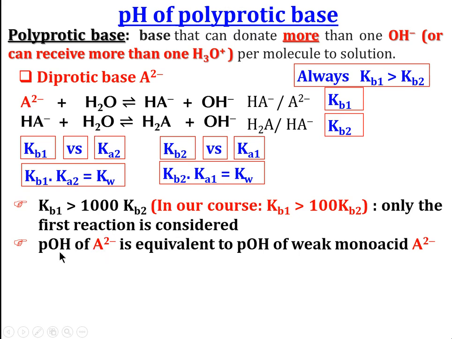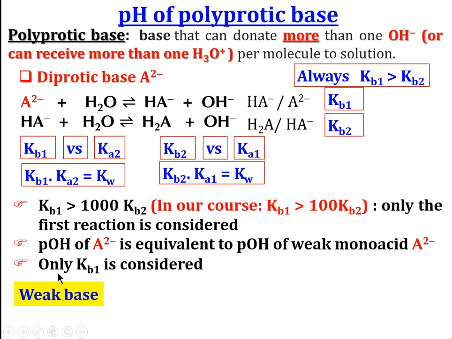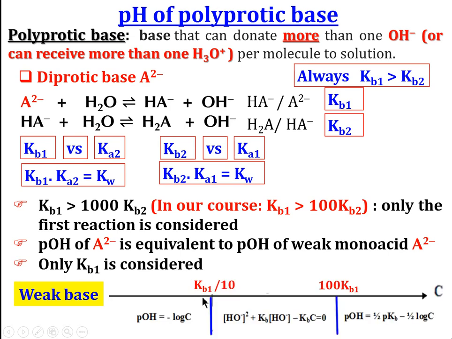of A2 minus, I prefer to use pOH since we are working with bases. So the pOH of A2 minus will be equivalent to the pOH of A2 minus considered as weak mono base. As weak mono base, we have to correct this, it is weak mono base. So only Kb1 is considered. We return to the case of the weak base.